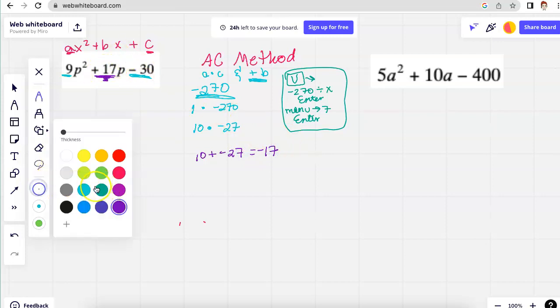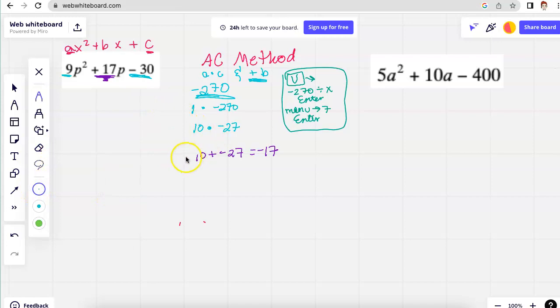So what we got to do then is come through here and change everybody's signs. We're going to make him a negative 10 plus a positive 27 gives me a positive 17 as my answer. So negative 10 plus 27 gives me 17. And now negative 10 times positive 27 gives me negative 270. So A times C, and then add to B. And this part right here, I know it feels like scratch work, but I need to see it on your paper. I need to see that you understand this process.